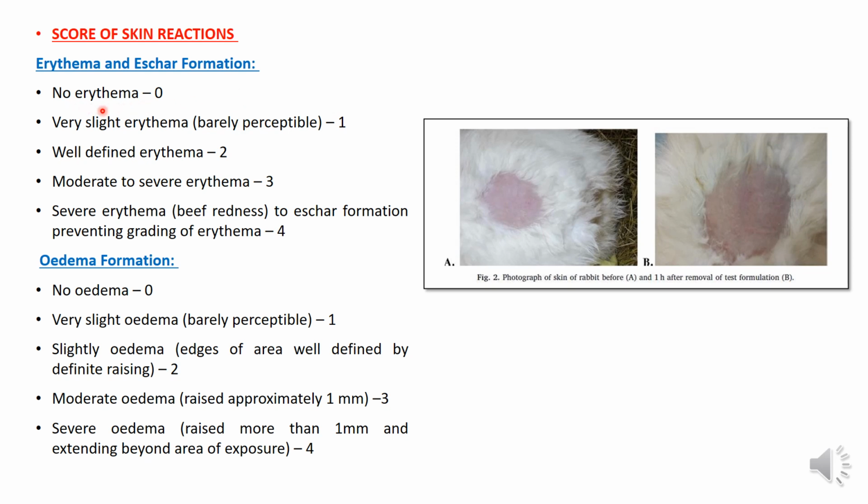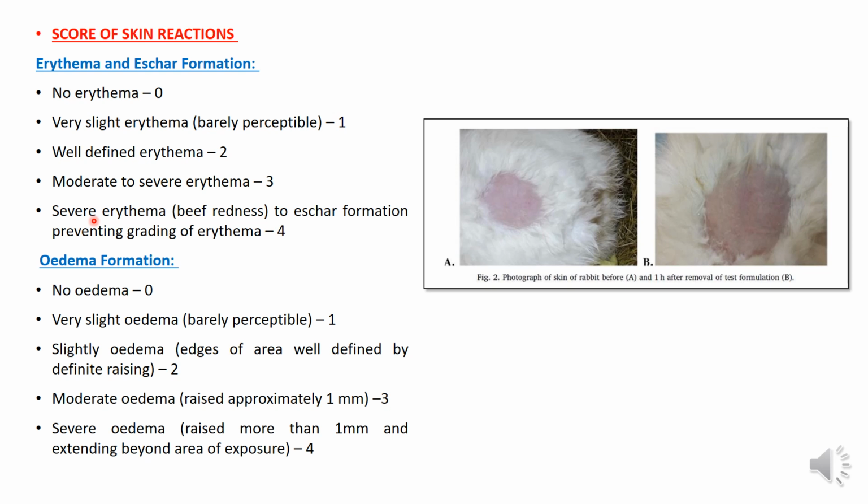If there is no erythema, meaning redness of the skin, then we will give 0. If very slight erythema is there, we will give 1. If it is a well-defined erythema, we will give 2 as a score. If there is moderate to severe erythema, we will give 3. And if there is severe erythema, that is nothing but beef redness to scar formation, which prevents the grading of the erythema, then we will give 4.